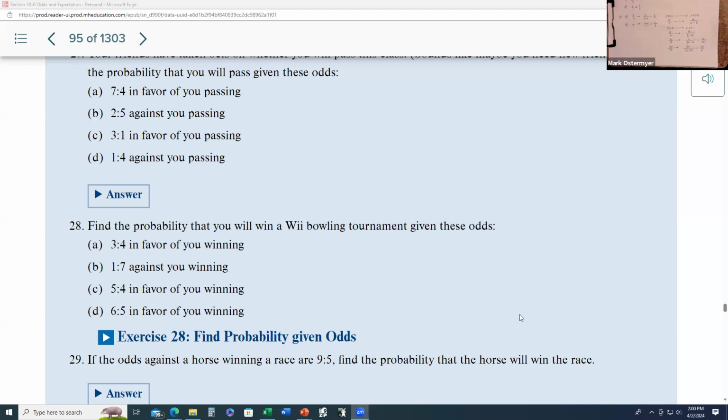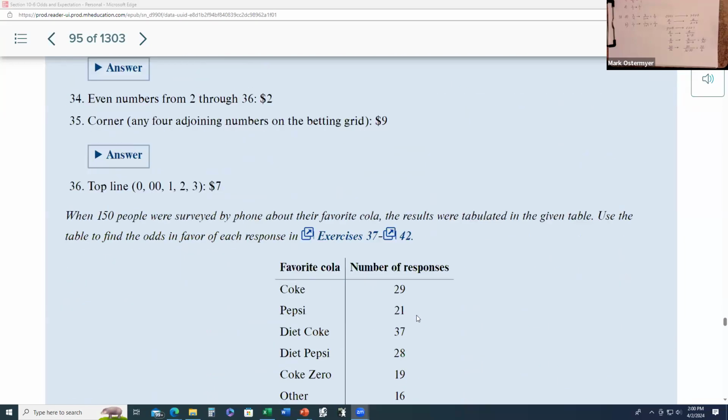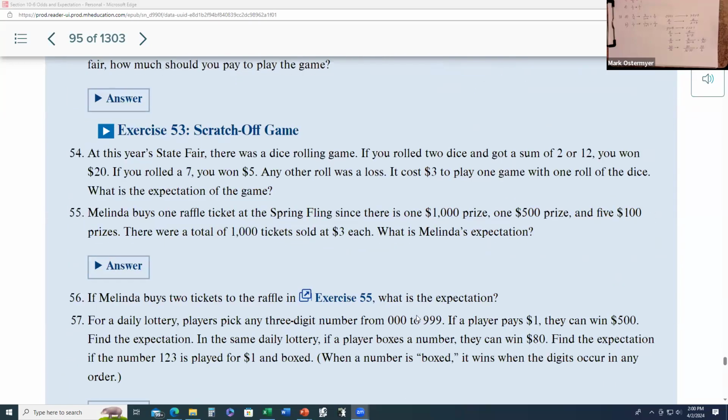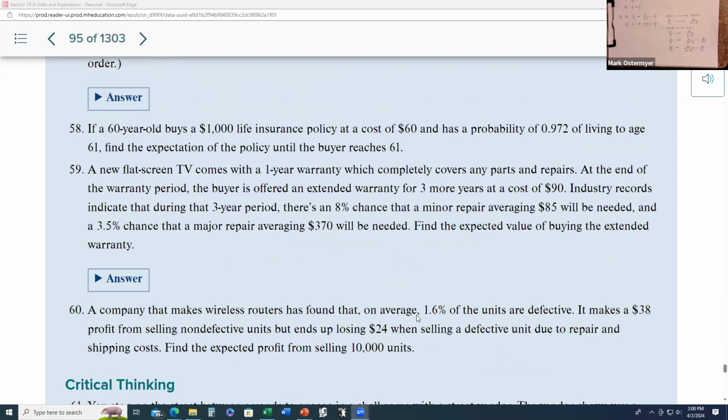Now, it's 2 o'clock. I want to do a problem out of the textbook here, and then I'm going to maybe give you one last classwork if time permits. Number 58, this involves an insurance company problem here. Remember I said expectation is used in the insurance industry. This will hopefully give you a little taste of that.